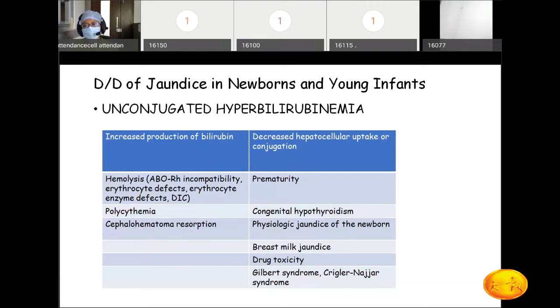So you don't want to miss congenital hypothyroidism in any newborn baby who is having exaggerated, prolonged indirect hyperbilirubinemia, because it's a preventable or treatable cause of mental retardation. Whenever you're sending a sample for hyperbilirubinemia in a newborn baby, do screen the baby. Ideally it should be universal screening. All babies should be screened, but definitely a baby who's having jaundice, you would want to screen for hypothyroidism. So never miss that. So we've seen prematurity, hypothyroidism, physiological jaundice of newborn, breast milk jaundice.